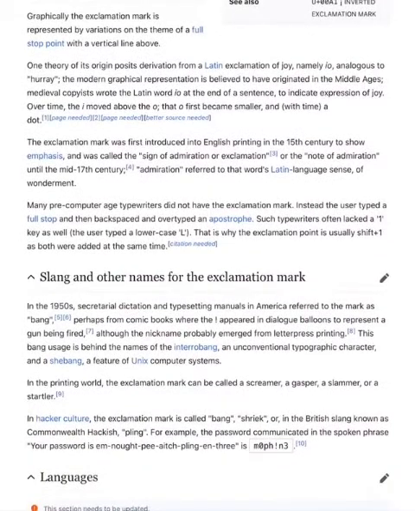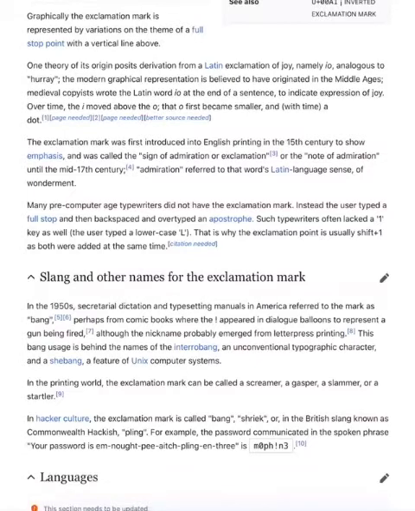History. Graphically, the exclamation mark is represented by variations on the theme of a full stop point with a vertical line above. One theory of its origin posits derivation from the Latin exclamation of joy, namely "io", analogous to "hooray".